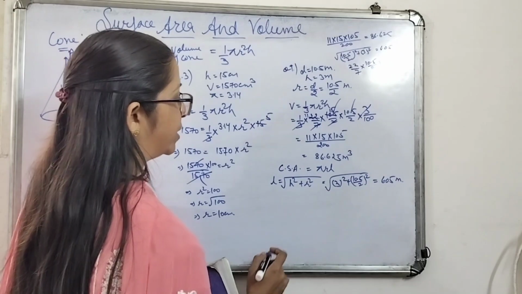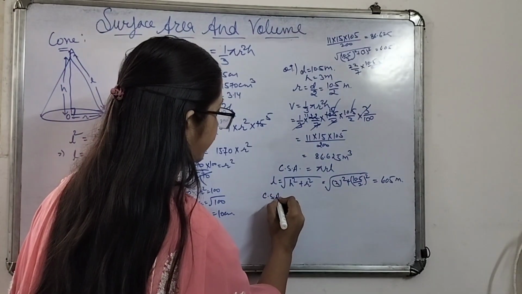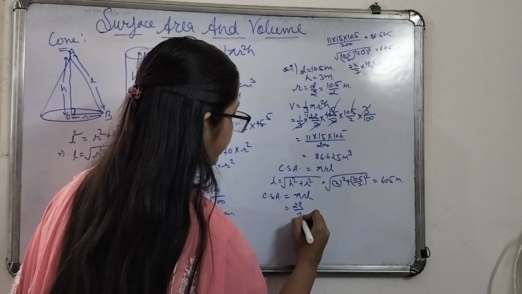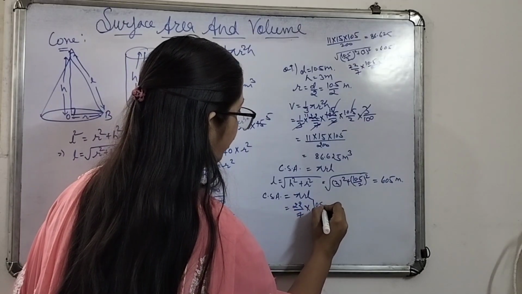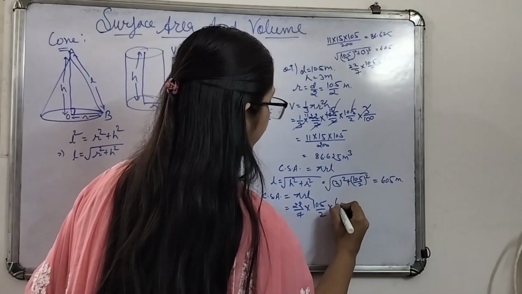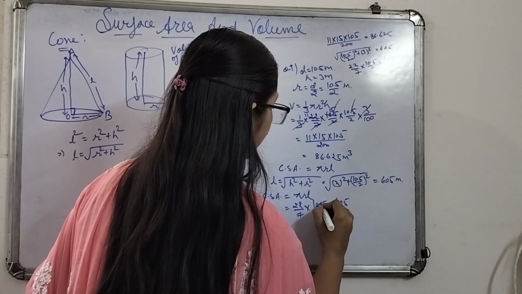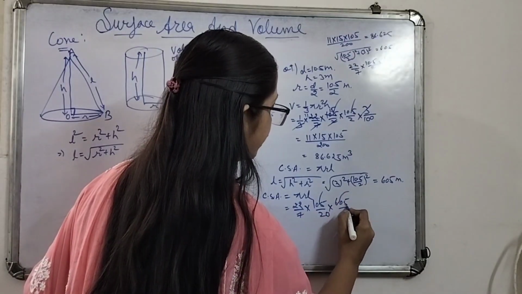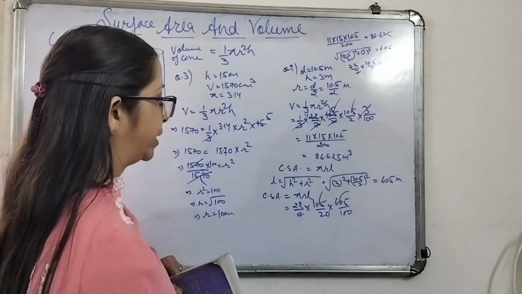We want your curved surface area. So curved surface area is pi r L. Pi is 22 by 7. R is 10.5 by 2 and L is 6.05. If you remove this decimal, 10 will come in the denominator. If you remove this decimal, 100 will come in the denominator.